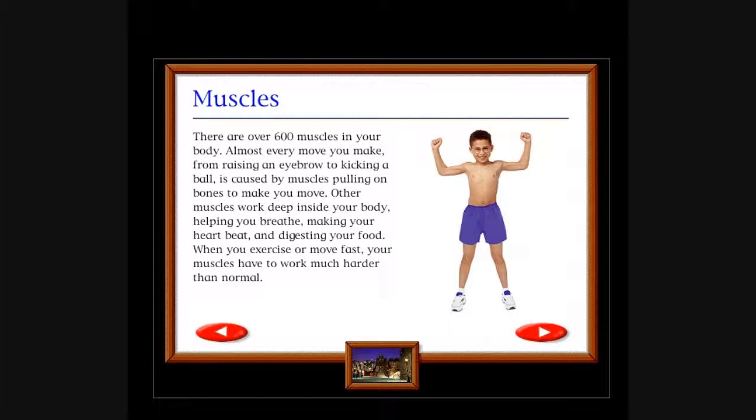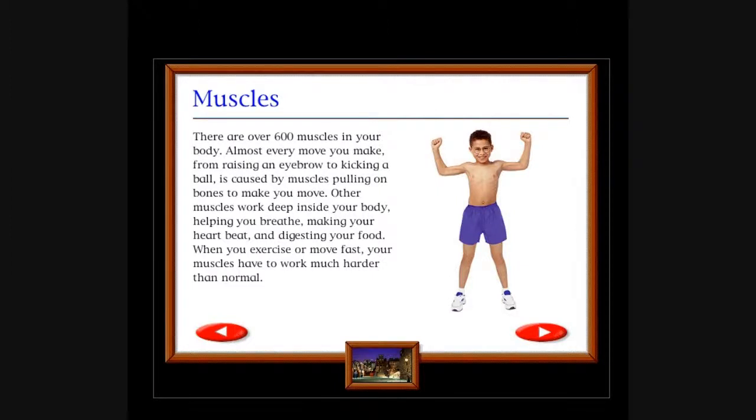There are over 600 muscles in your body. Almost every move you make, from raising an eyebrow to kicking a ball, is caused by muscles pulling on bones to make you move. Other muscles work deep inside your body, helping you breathe, making your heart beat, digesting your food. When you exercise or move fast, your muscles have to work much harder than normal.